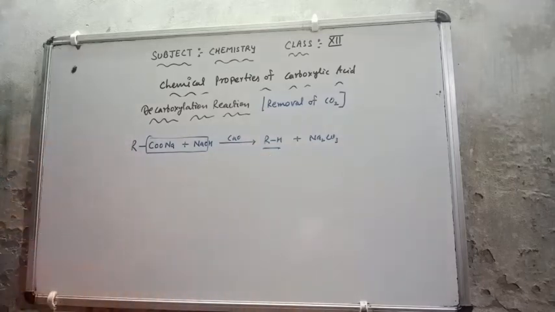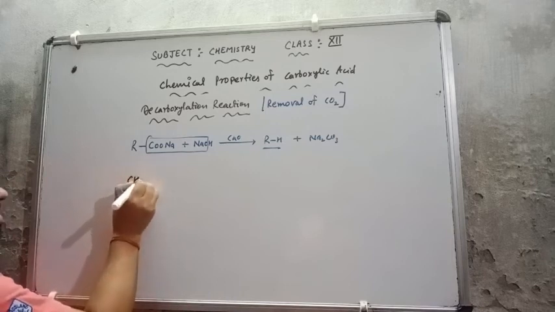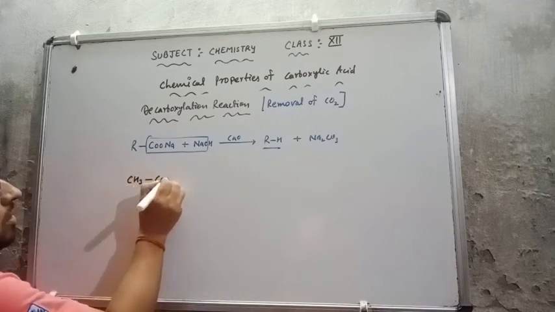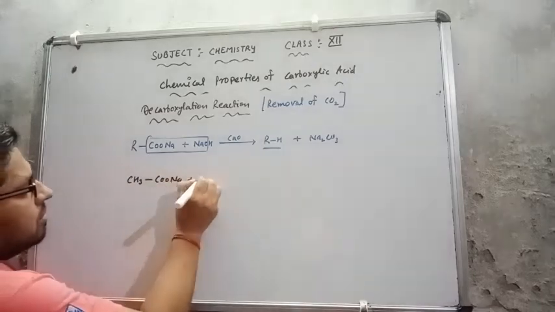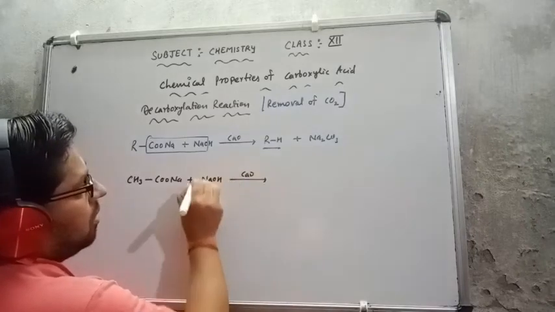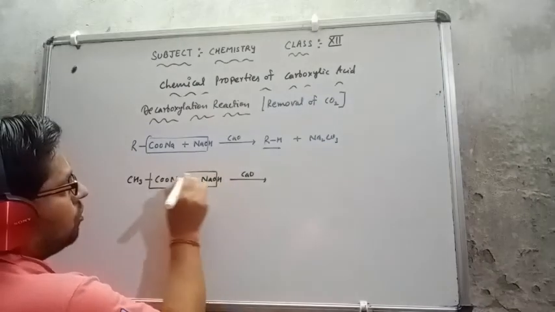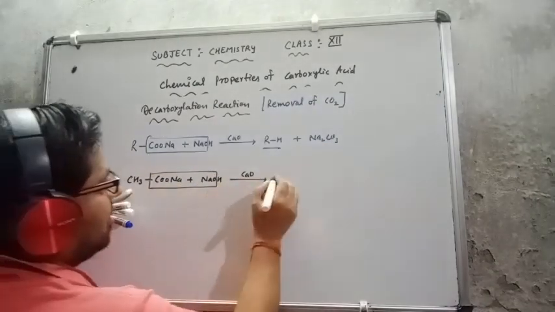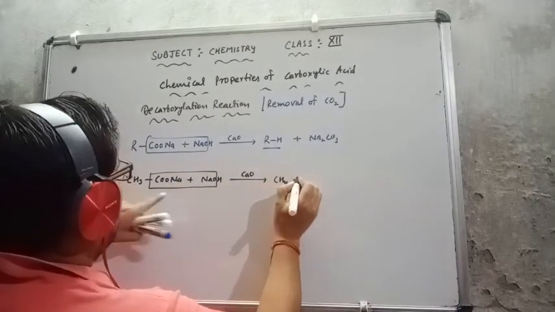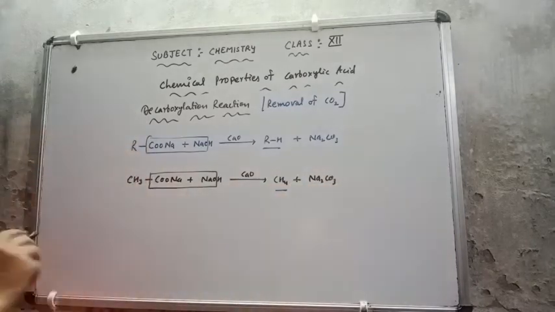If you see the example in front of you, this is CH3 single bond COONa plus NaOH in the presence of CaO. This mixture is soda lime. Here also Na2CO3 is released, CH3 reacts with H to give us CH4, and Na2CO3. This is methane. So that is the decarboxylation reaction.